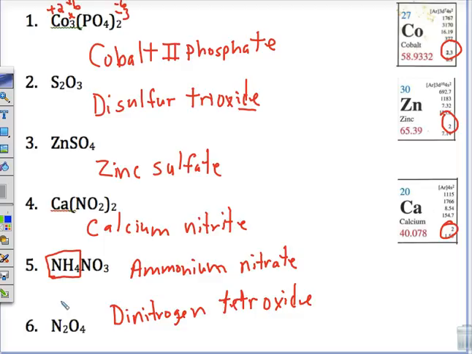Okay, that's pretty much it. Just remember, before you start writing the name, identify whether it's ionic or molecular, and then follow the rules for each.